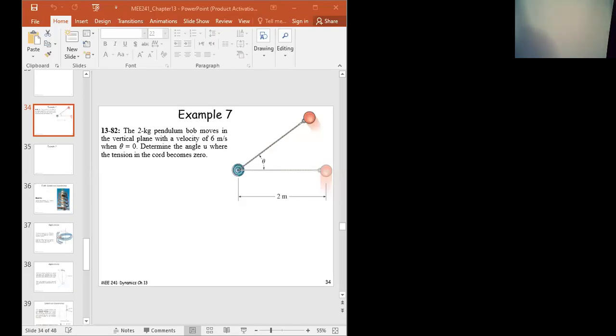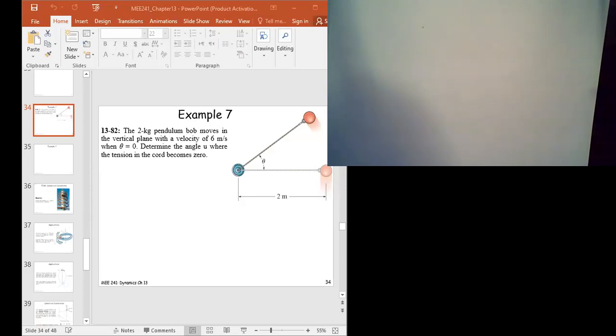All right, guys. So what I'll do is continue with what we were doing. Okay, so let's continue, and this time let's work on example number 7.